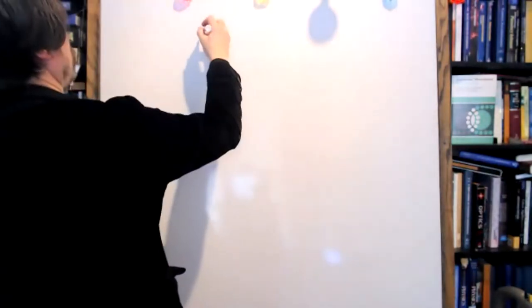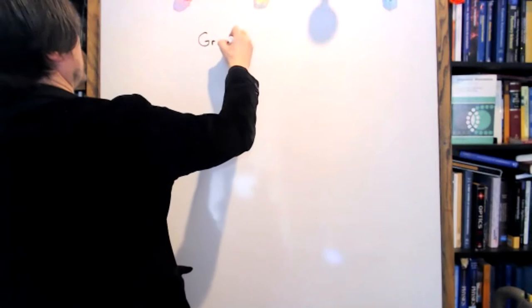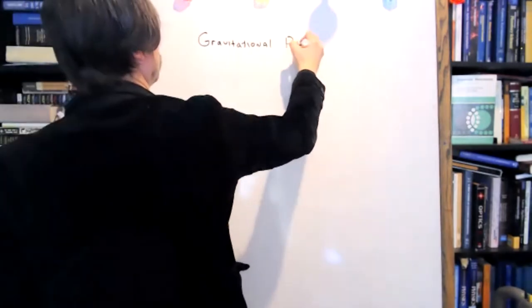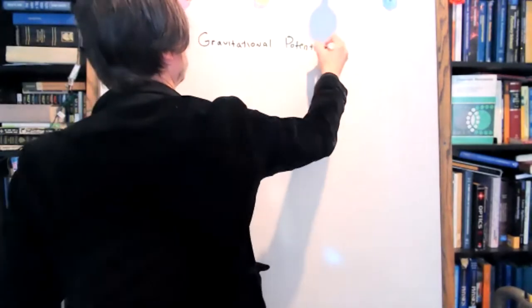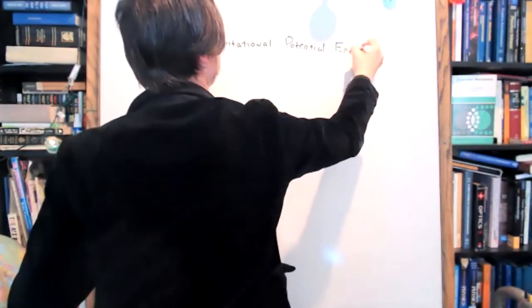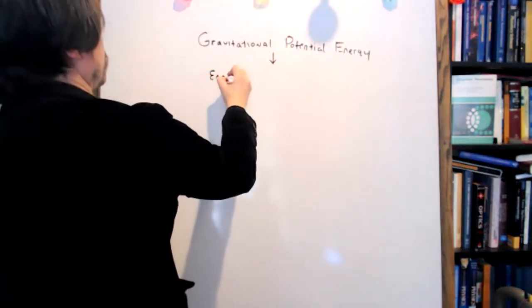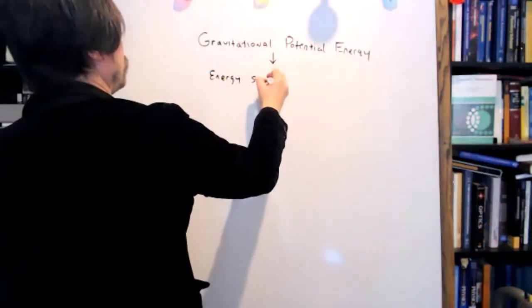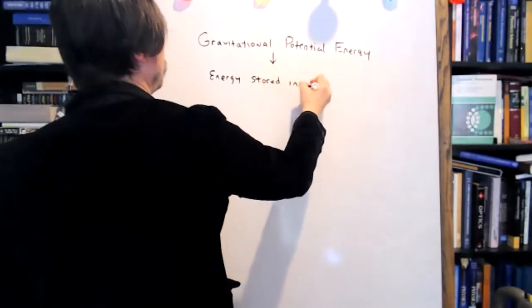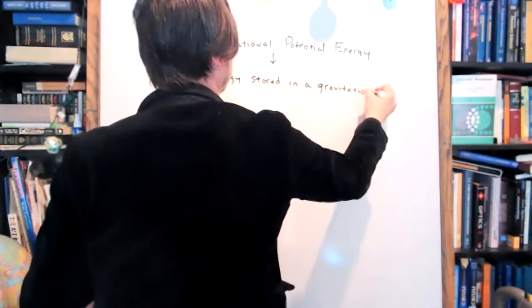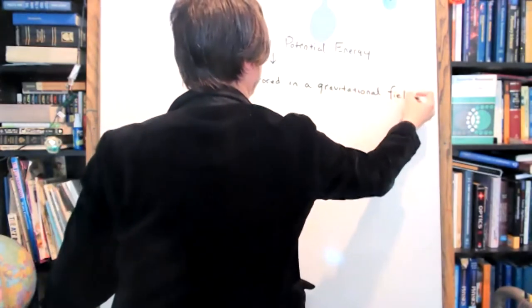Okay, let's take a peek at some potential energy together. And this type of potential energy is called gravitational potential energy. Gravitational potential energy is energy stored in a gravitational field.